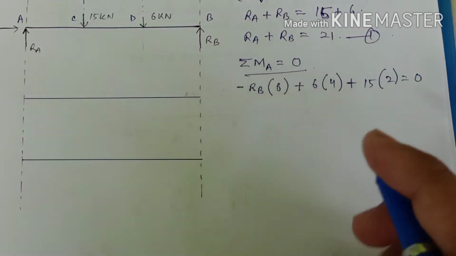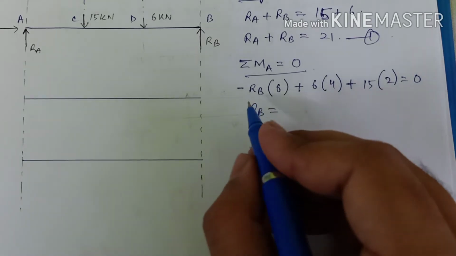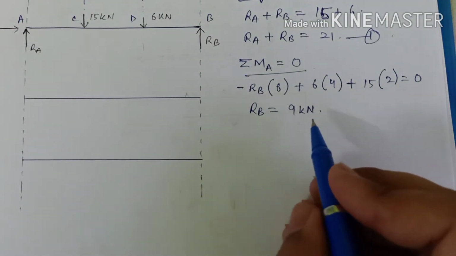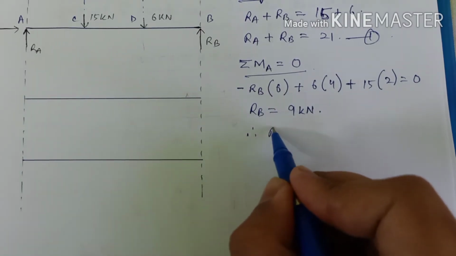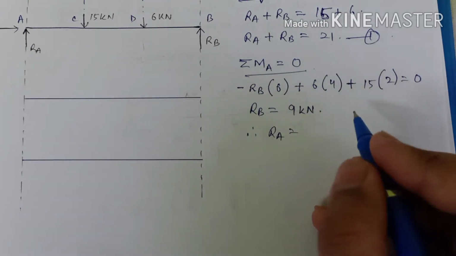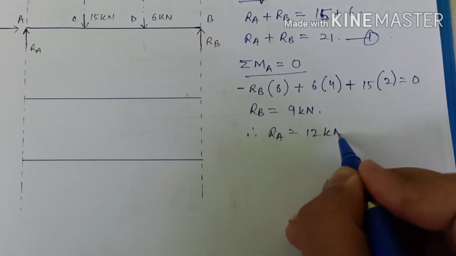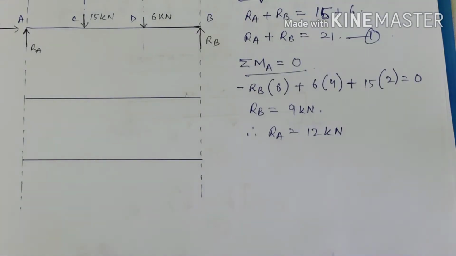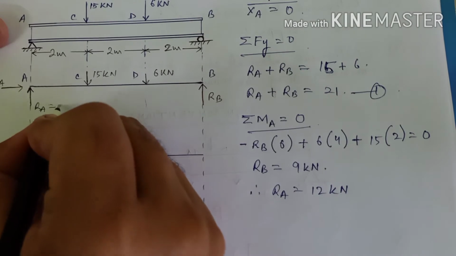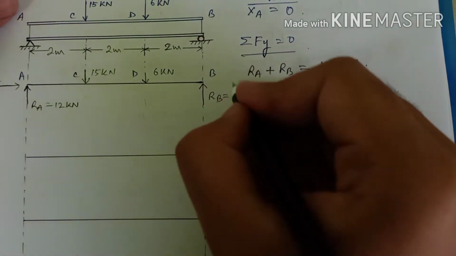Now we can calculate the value of RB. I've already calculated it: RB will be equal to 9 kilonewton. So what will be the value of RA? RA will be equal to 21 minus 9, that is 12 kilonewton. Now we have the values of RA and RB. So let me write the values here: RA will be 12 kilonewton and RB will be 9 kilonewton.